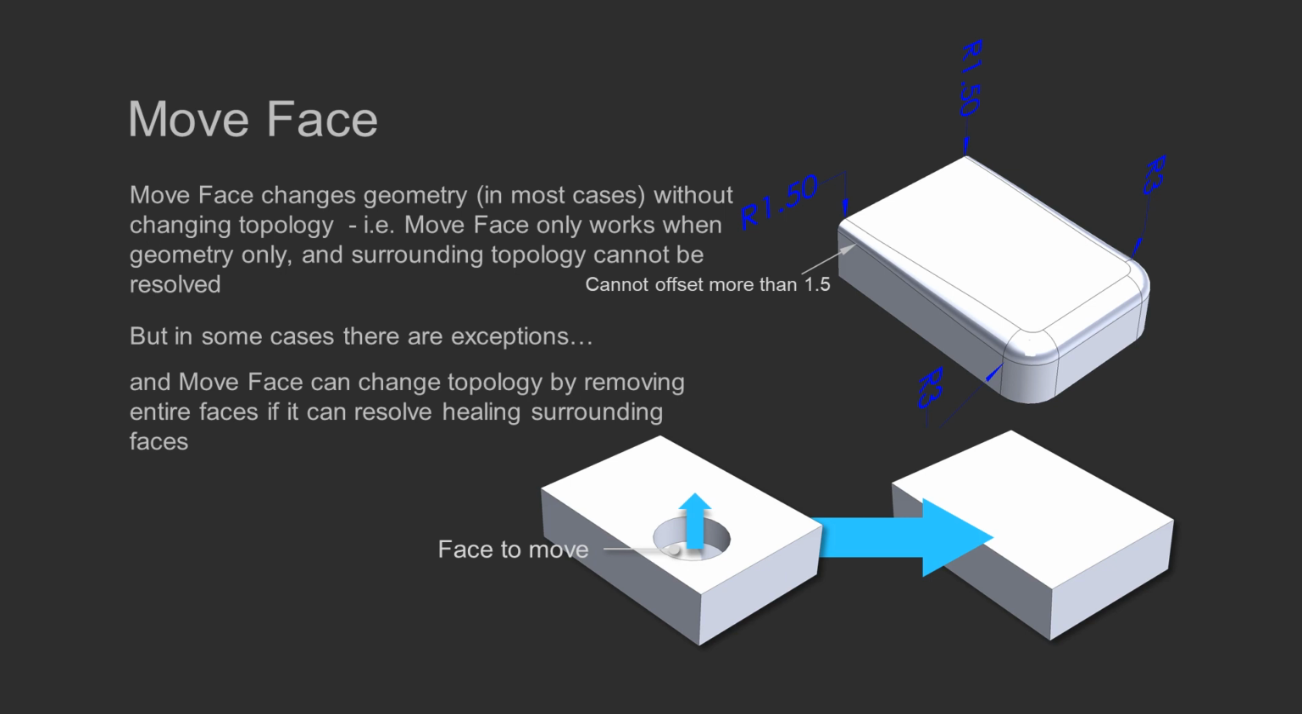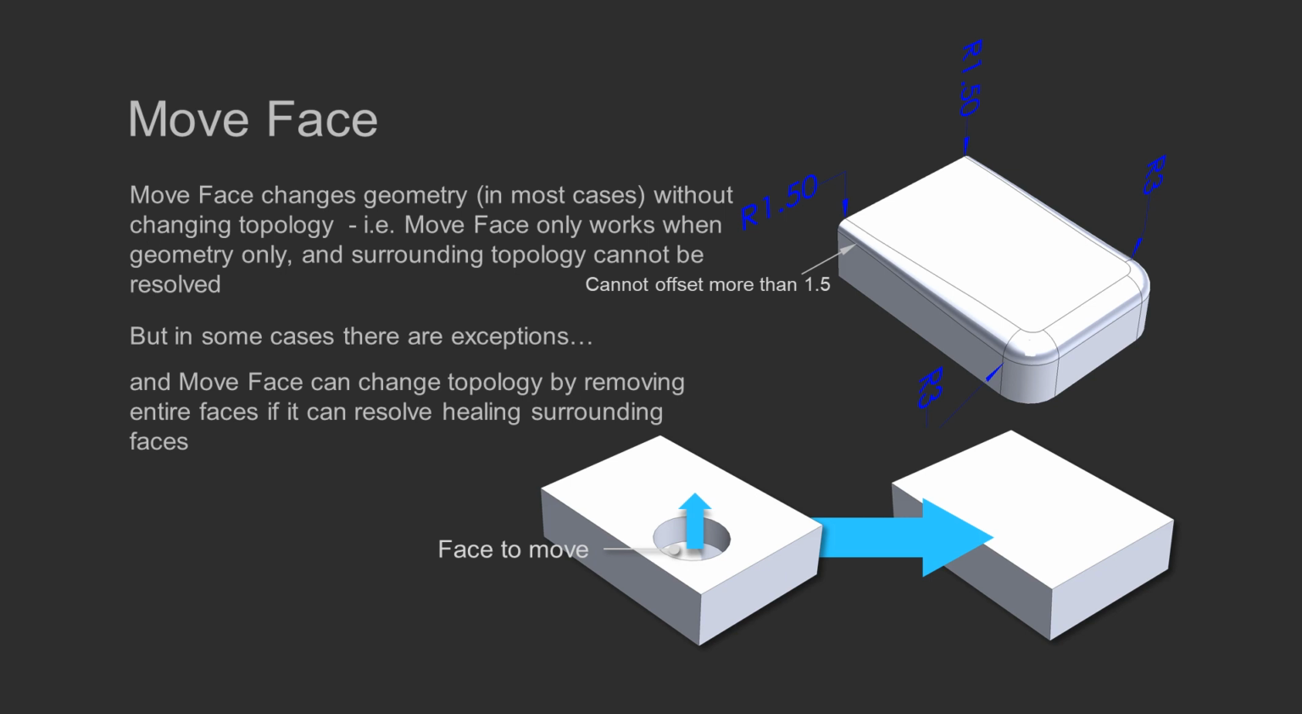There are some exceptions to that, and actually there's more exceptions than I realized as I started to research this a little bit more. You can move faces and change topology. For instance, if you have this pocket here and you move it up and move it in a dimension beyond that top face, it actually will eliminate the pocket.